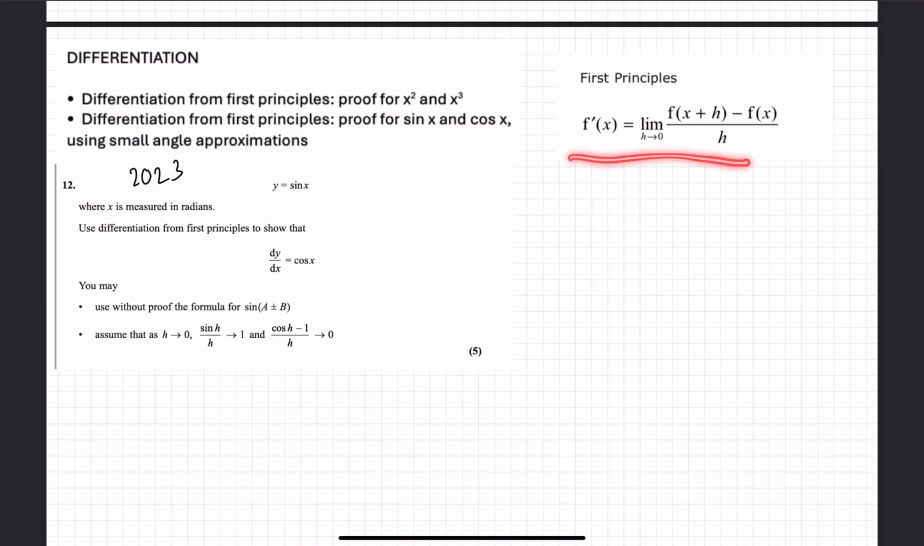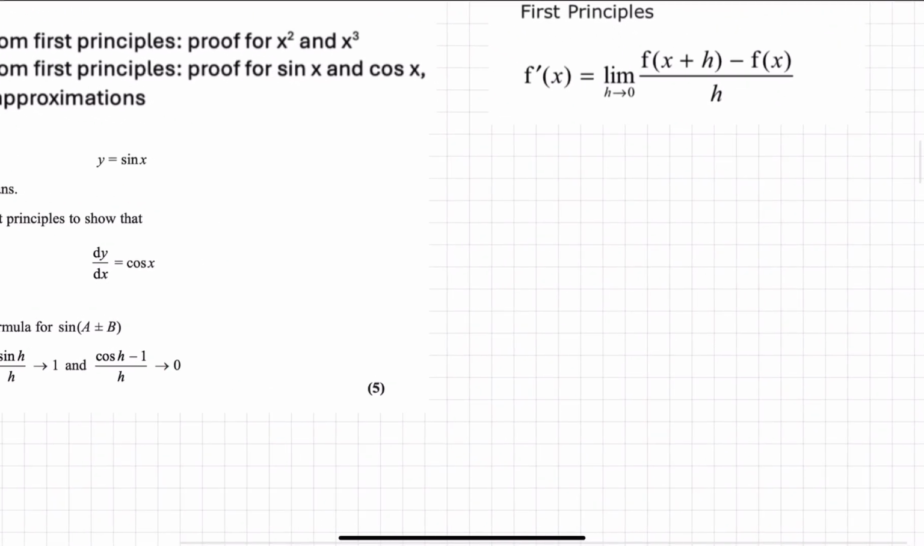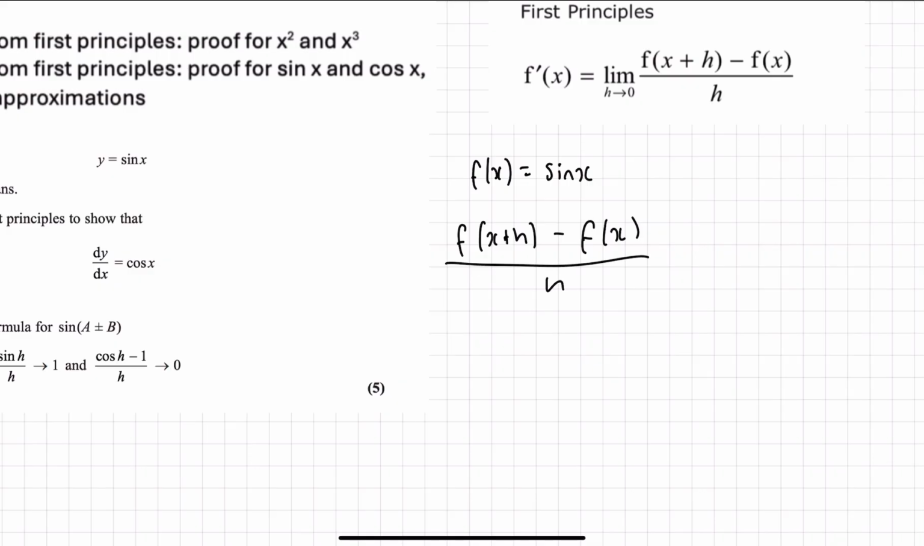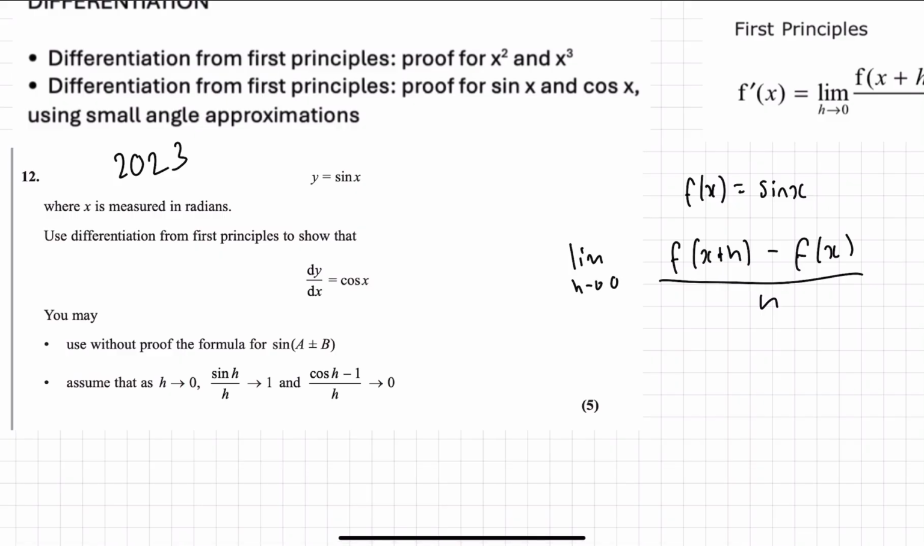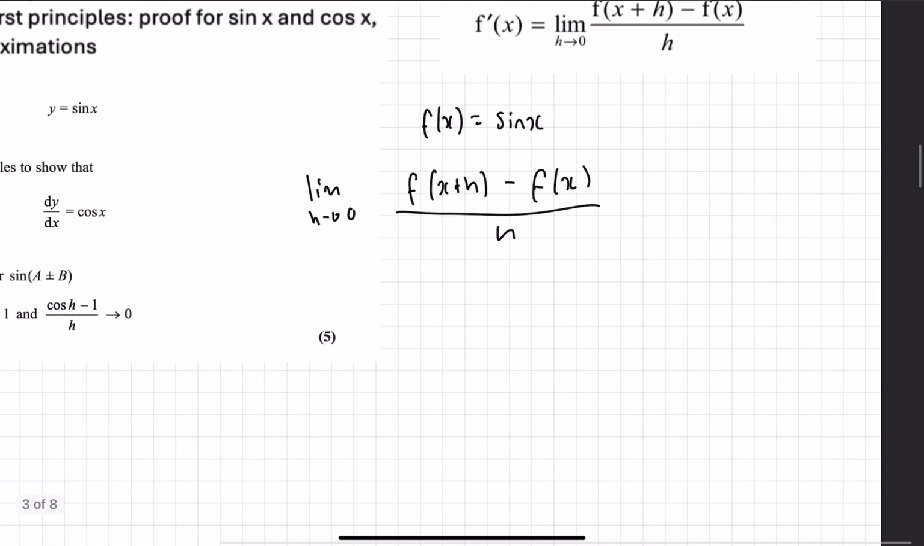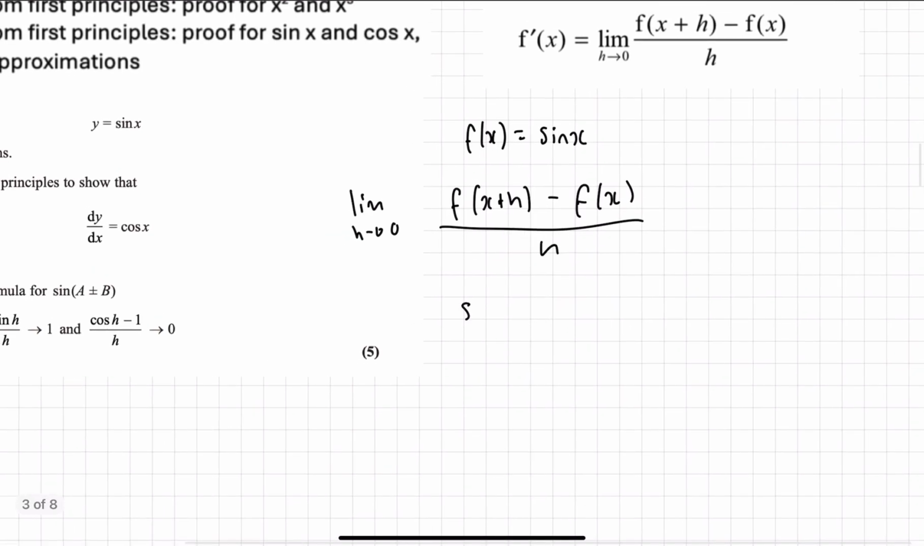So this is the formula we get, and we get given the following information. So f of x is sine of x, and we want to do f of x plus h take away f of x all over h. You should write every time the limit as h approaches 0, but for the sake of time, I'm going to leave that for today. But this is what we're looking at: sine of x plus h take away sine of x all over h.